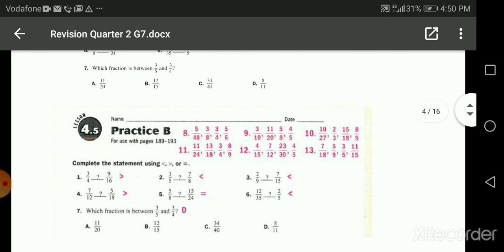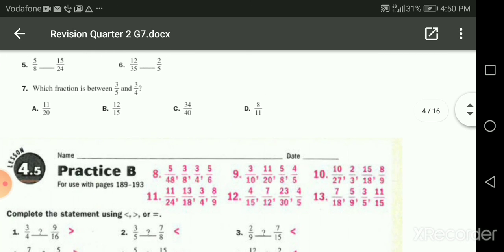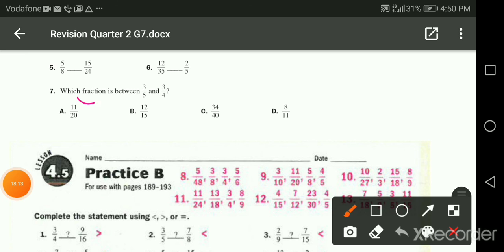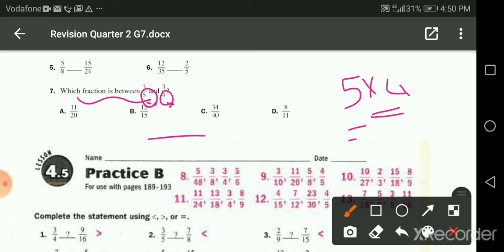Which fraction is between 3 over 5 and 3 over 4? This one, my dear students, this one. Okay, let's see. I have to make the denominators the same, to make a common denominator. How can I do it? We have 5 times 4. Multiply 5 times 4, the denominators. So it's equal to 20.